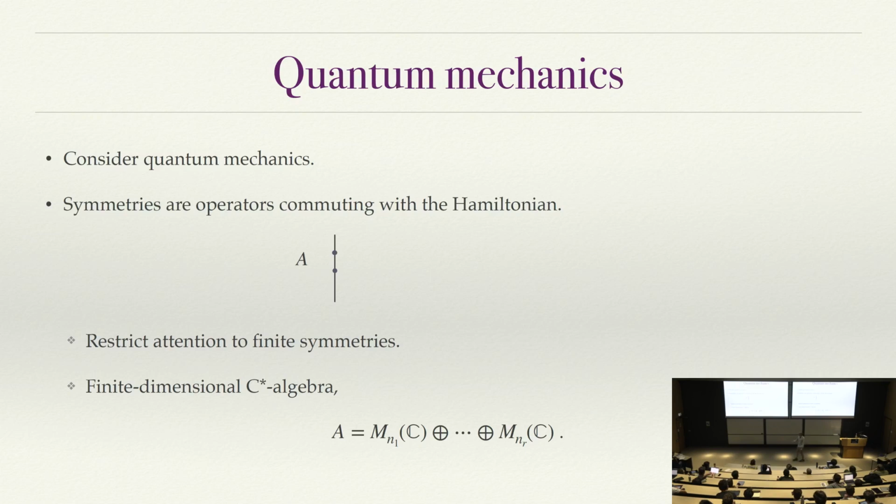The star is coming from the adjoint of an operator, and the C star structure is encoding some notion of positivity that they should act on Hilbert space. If we're dealing with finite dimensional symmetries, this is a finite dimensional C star algebra, and these are all direct sums of matrix algebras. An example is a group algebra for a finite group, where the dimensions of these matrix blocks n would be the dimensions of the irreducible representations.